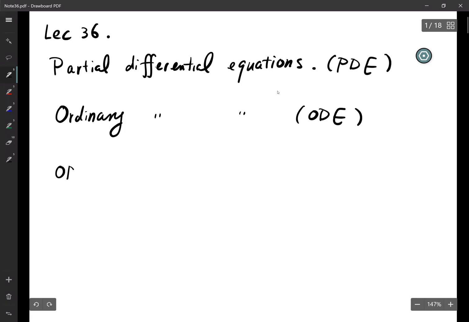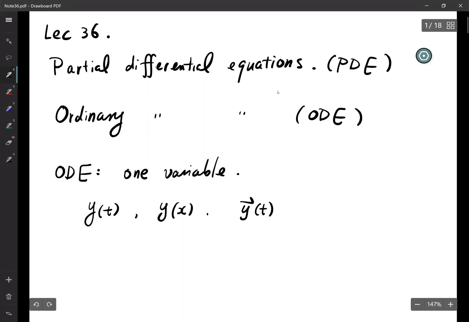In ODE, we always have only one variable. One variable means that you can call it whatever you want. It could be y(t), could be y(x), or as we learned in chapter 9, when we deal with high order differential equations or general first order equation arrays, it always looks like something y1(t) to yn(t). So here, whatever it is, x or t, there's only one variable.